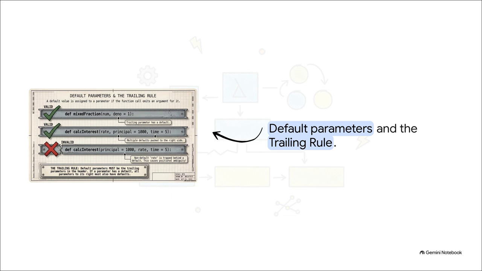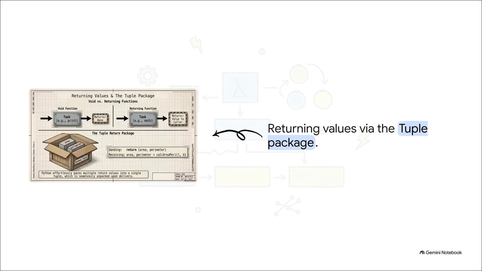But watch out for the trailing rule because it's a massive pitfall for beginners. You cannot trap a non-default parameter behind a default one. It causes positional ambiguity. So defaults must strictly sit at the very end of your header. When the job is done, returning functions send a value back to the caller. And Python does something pretty beautiful here. It effortlessly packs multiple return values, like an area and a perimeter, for example, into a single cardboard tuple package. When it arrives, the caller seamlessly unpacks it into separate variables. It's an incredible time saver.